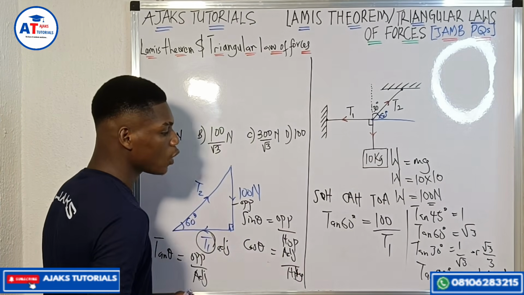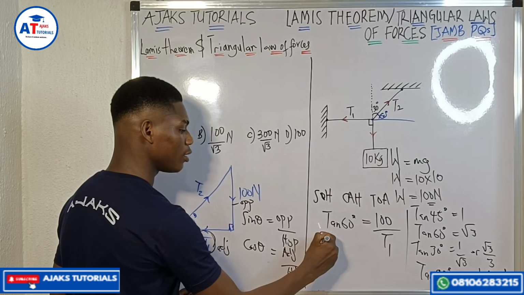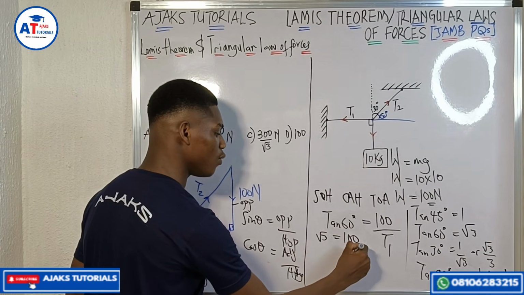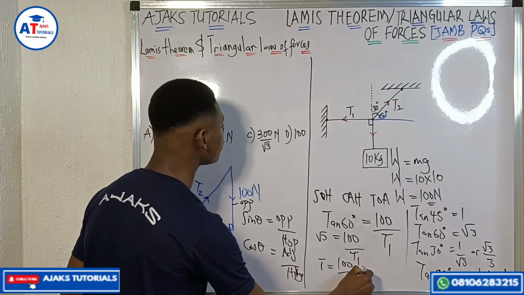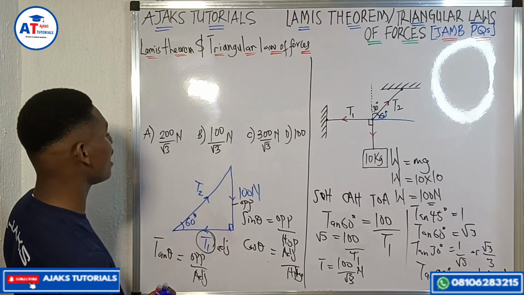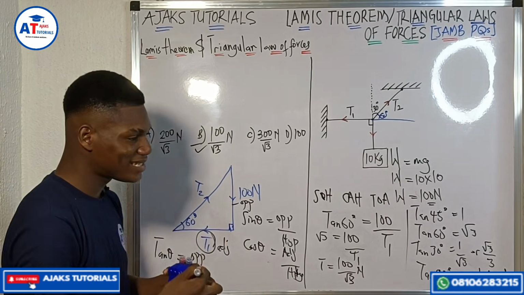Just write it out. So what is tan 60? Root 3 is equal to 100 over T1. Class, T1 is now what? 100 over root 3 newtons. What is my answer, class? Option B. So please, I hope this is clear.